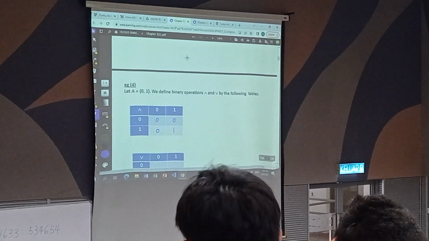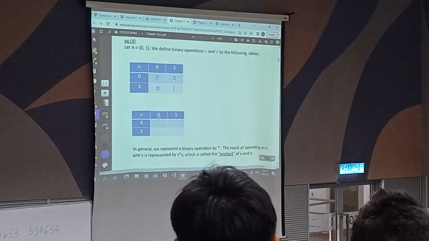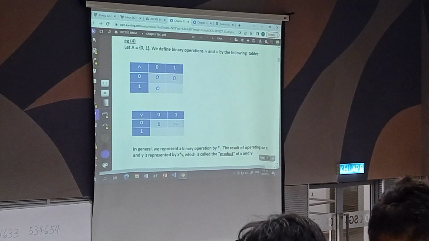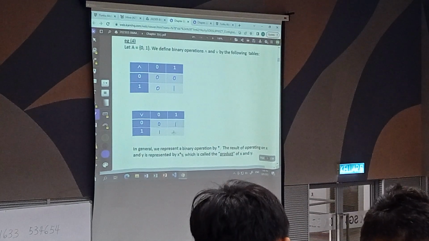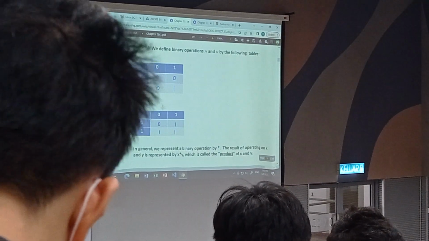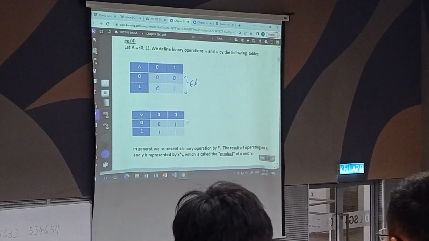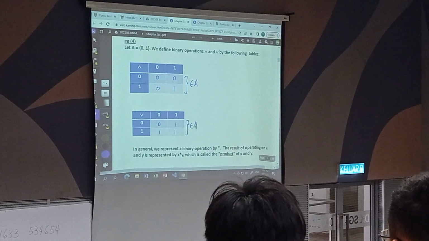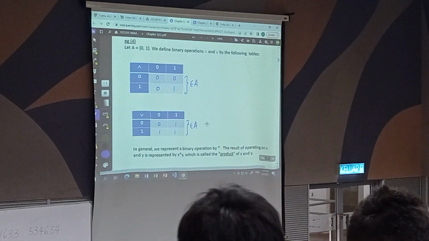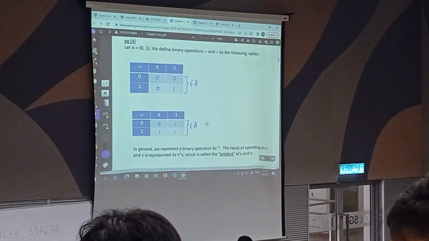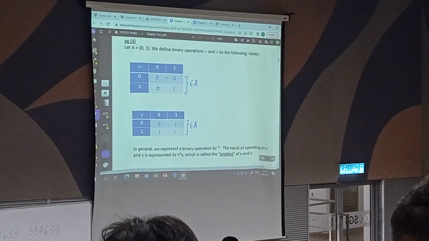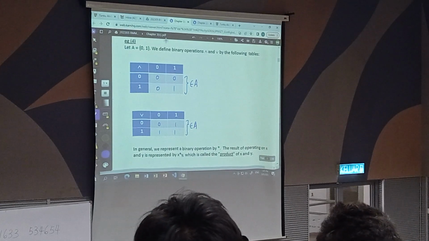How about OR? 0, 0? 0, 1? 1, 0? 1, 1? Okay, so you can see that all the answers here also belong to the set A. This one also belongs to the set A. That means the connectives AND and OR are also valid binary operations under the set A.